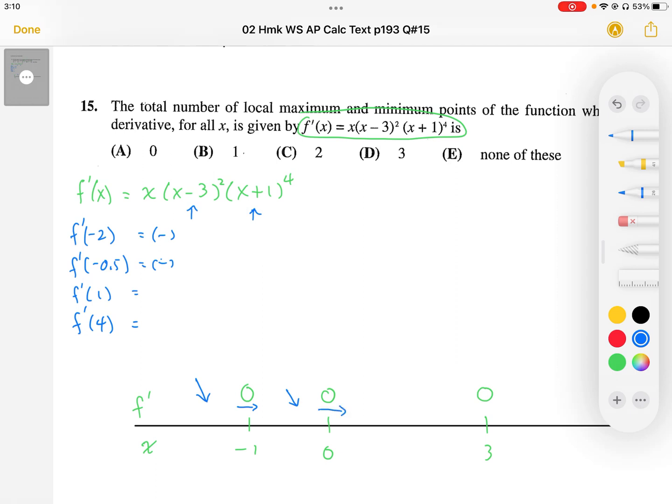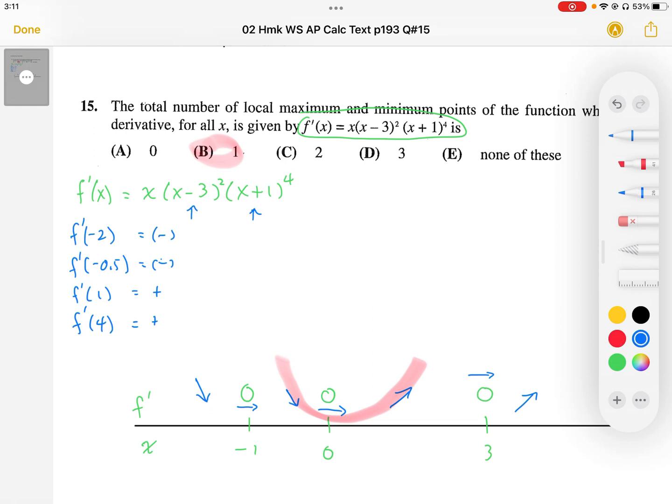Between 0 and 3, we've chosen 1, so it's positive, so it's going to have a positive slope, going up. And at 4, it's positive, so it's going up as well. So the only point where we actually have a change in slope is through here. This is the only place that shows a change in slope. There's only one local minimum. So the answer is going to be B.